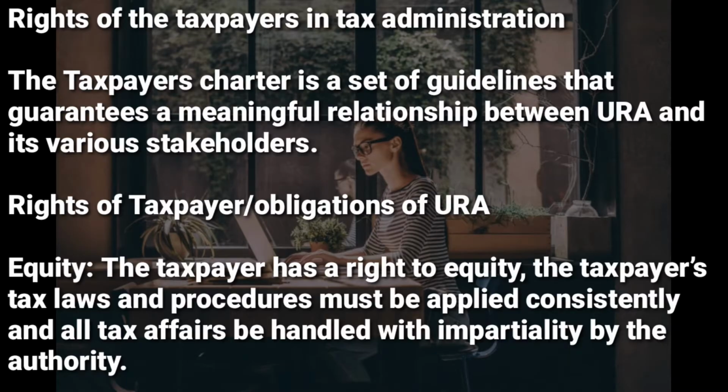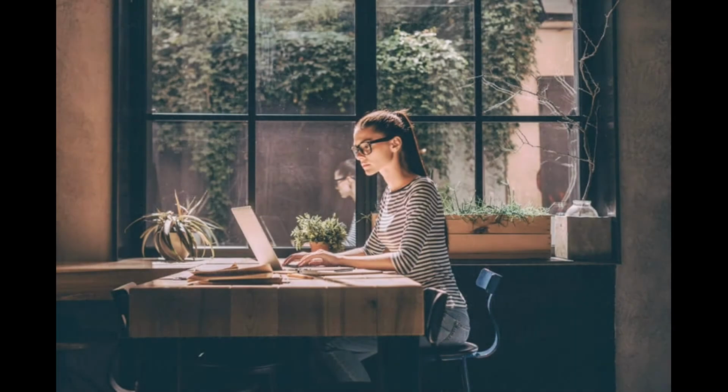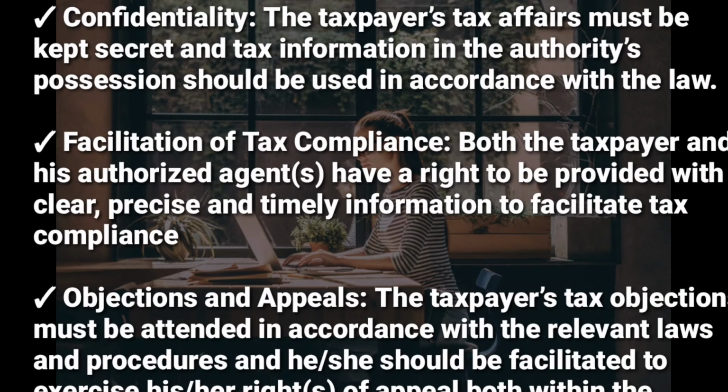Then the second right of a taxpayer is confidentiality. The taxpayer's affairs must be kept secret, and the tax information in the authority's possession should be used in accordance with the law. That is confidentiality. The information of the taxpayer should be confidential. It should not just be given to anyone.